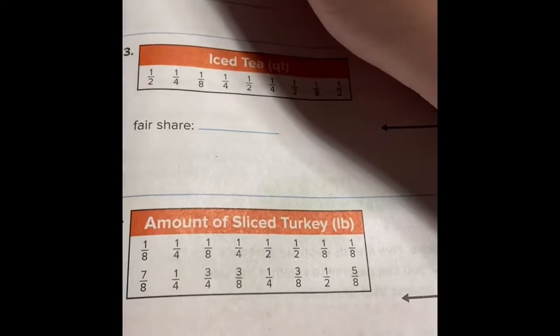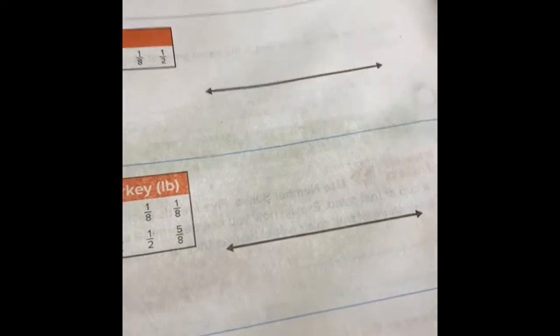There is 1, 2, 3 for 1/2. So I'm going to put 3 for 1/2. And for 3/4 there is 1, 2. So that's where I got all my numbers from.